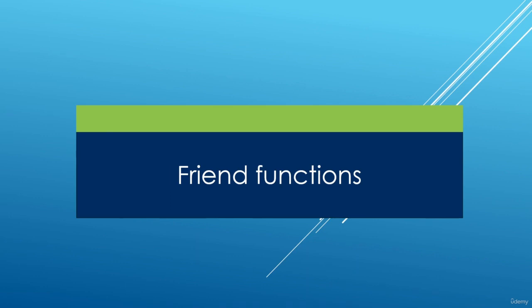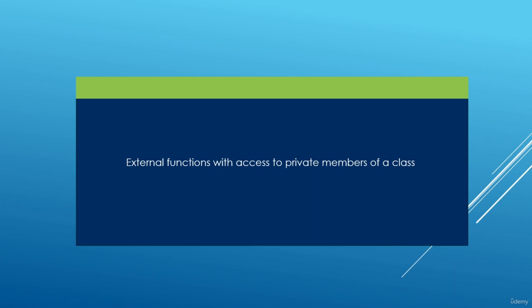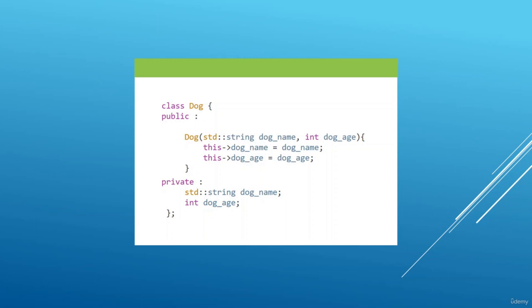In this lecture, we're going to learn about friend functions. Friend functions are a facility we have in C++ to let external functions have access to private member variables of our own class. Suppose we have a class called dog, and it has a few private member variables. As you see here, we have the dog name, which is an std string, and we have an int, which is our dog age here.